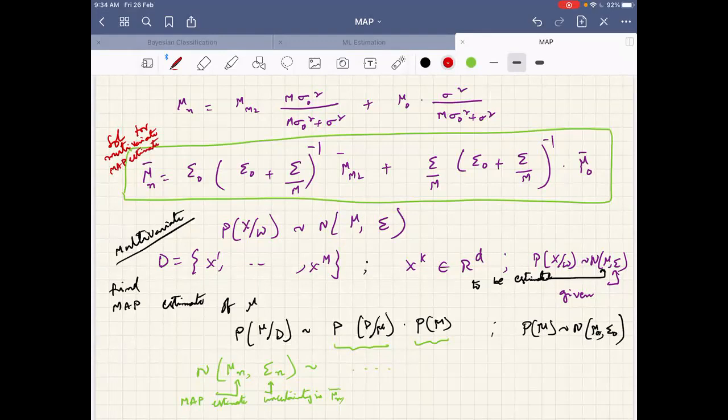Given this background, when do you prefer the ML estimate and when do you prefer the MAP estimate? Sir, if our data set is as diverse as possible, then the ML estimate is good enough. But if we think our data set is limited or biased, then we have to use the MAP estimate. So if it is a biased case, MAP is preferred.